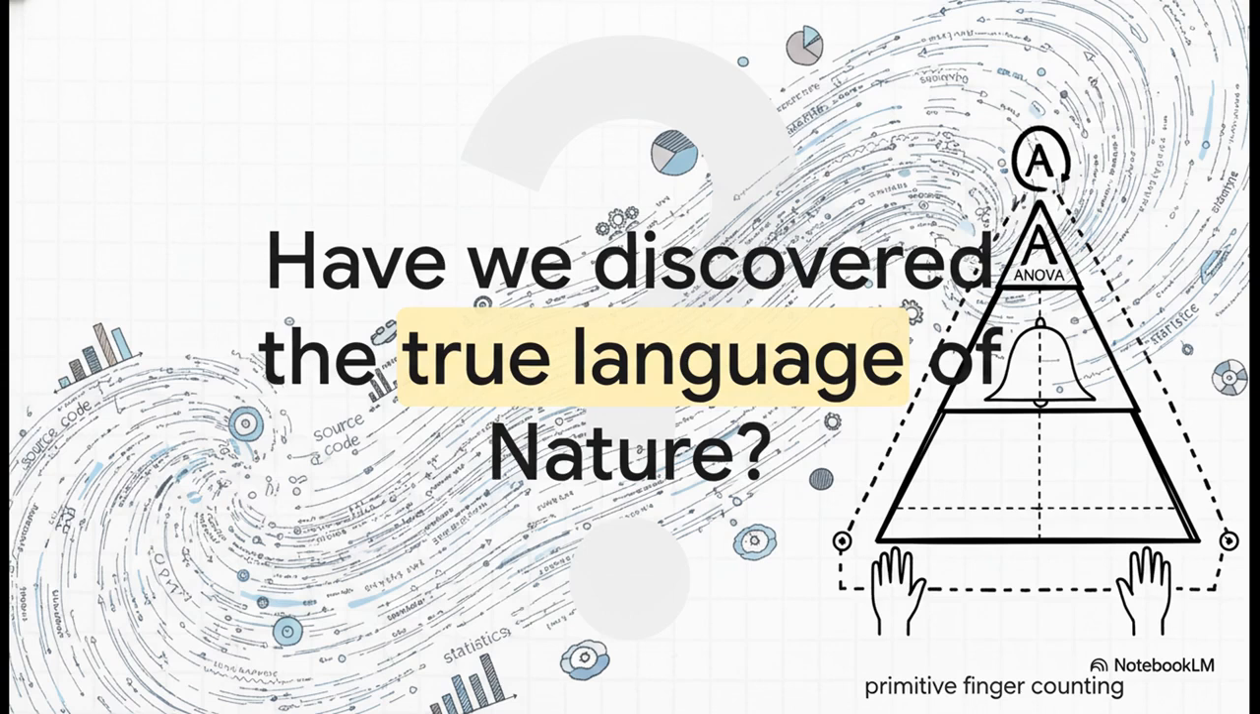It honestly leaves you wondering, as we reach the top of this pyramid of precision, all the way from primitive finger counting to the goddess normal curve up to the dizzying heights of ANOVA, if we aren't just doing math here. By superimposing these perfect formal systems onto our messy world, are we actually reading the hidden source code of reality itself? Definitely something to chew on the next time you see a statistic.